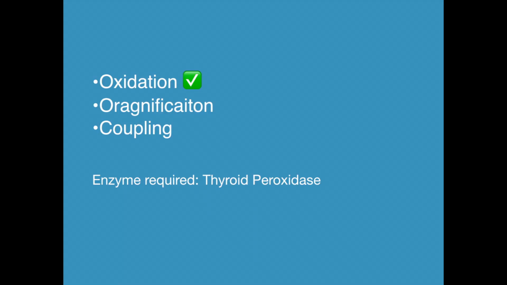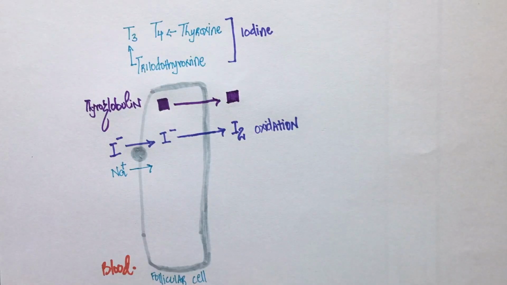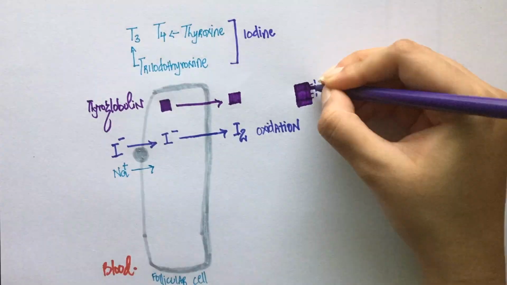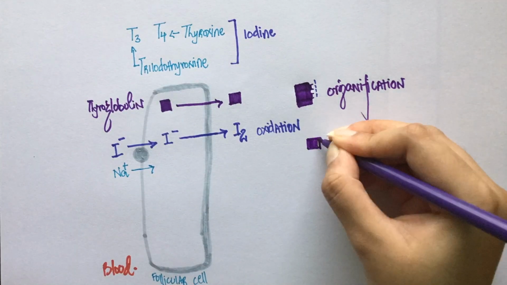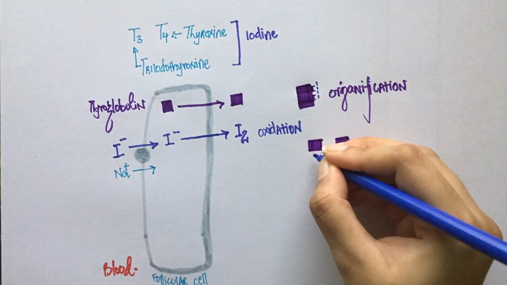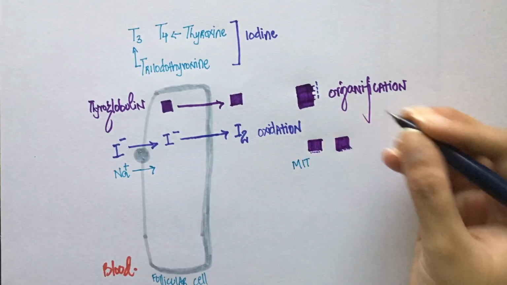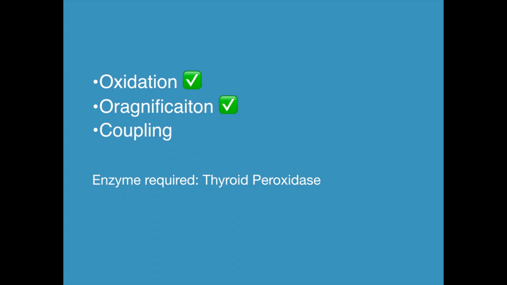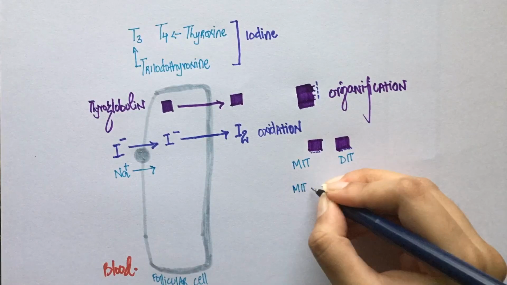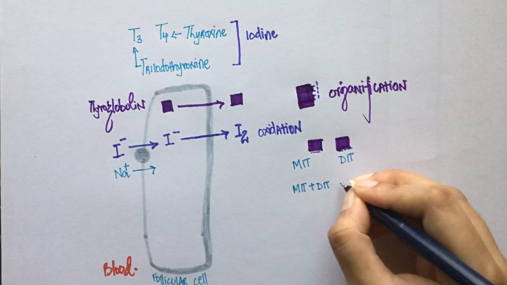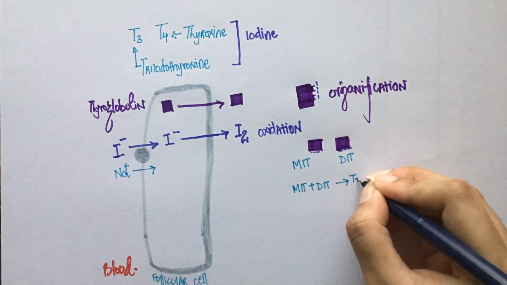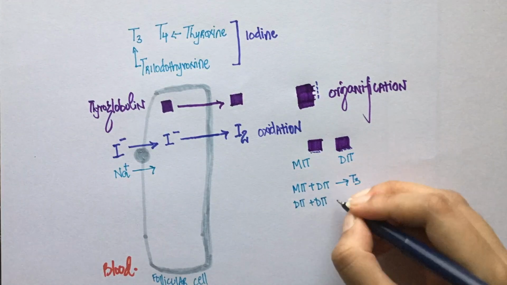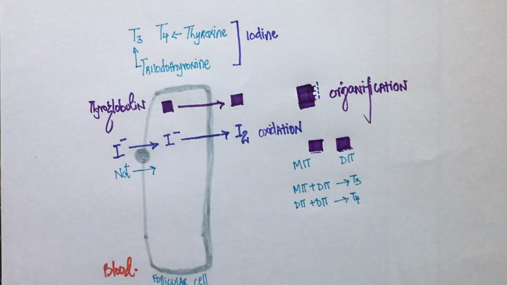Follicular cells of the thyroid gland produce thyroglobulin. Iodine reacts with the tyrosine part of thyroglobulin to form monoiodotyrosine, that is MIT, and diiodotyrosine, that is DIT. This process is known as organification. Coupling, as the name suggests, is the process by which two things are combined together. A combination of one molecule of MIT and one molecule of DIT forms T3, and two molecules of DIT combine to give rise to T4.